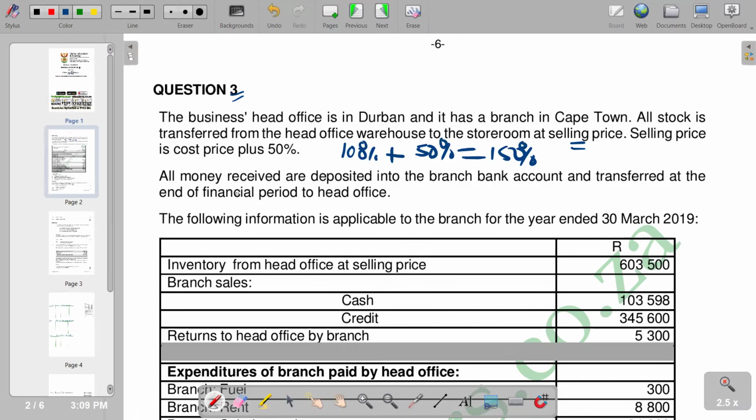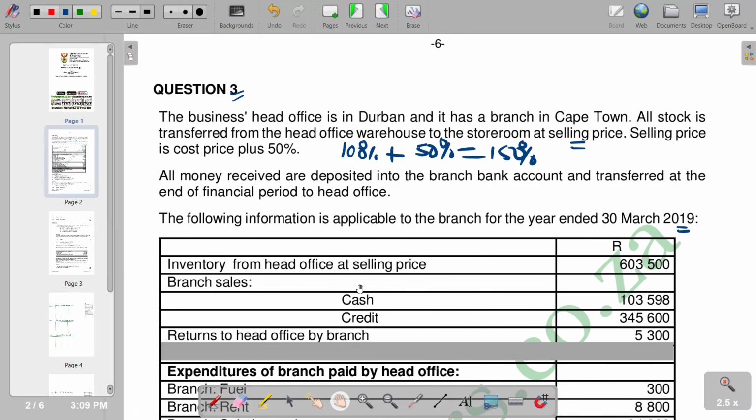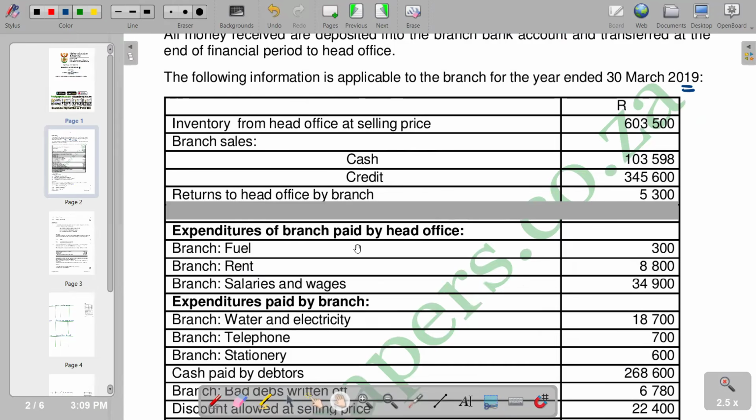Then the next part is that all money received is deposited into the branch bank account and transferred at the end of the financial period to head office. Then we're given the following information applicable to the branch for the year ended 30 March 2019. So we've got a list of balances that you need to go through before going to the requirements of the question.